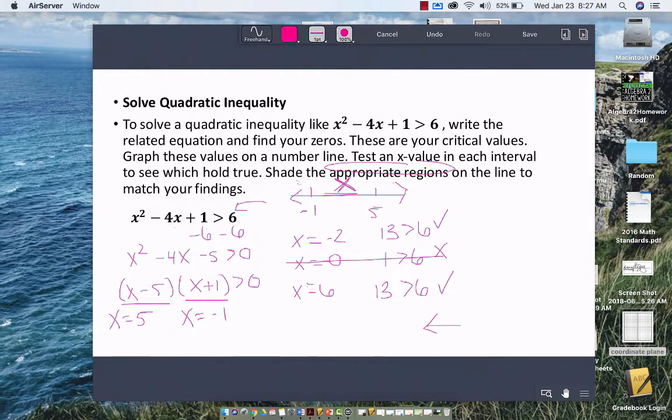So if I were to just redraw my solution set, I had negative 1 and I had 5, and these were going to be open circles.